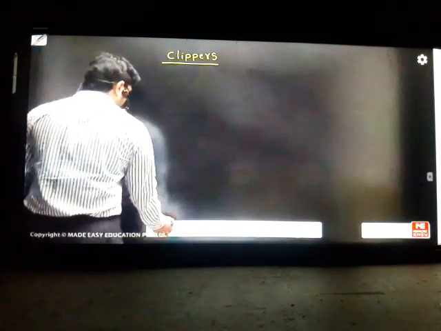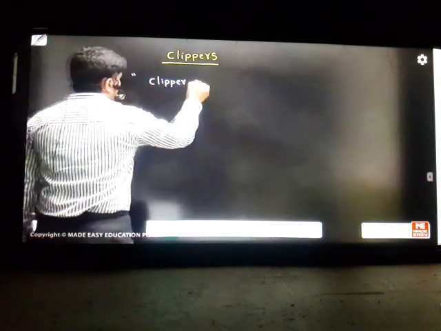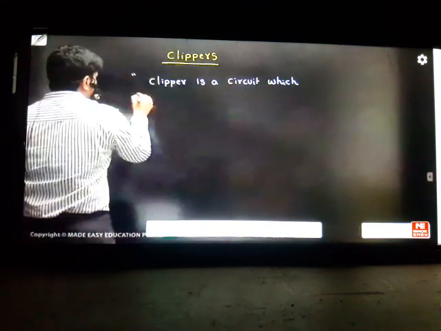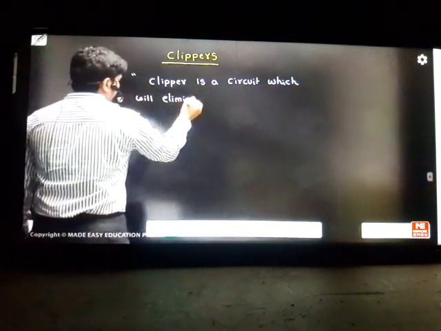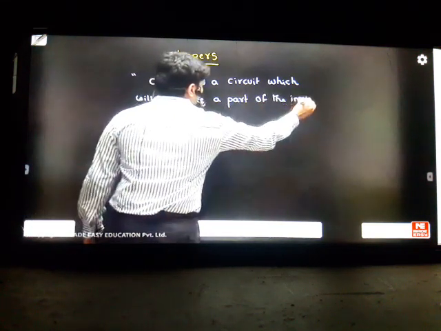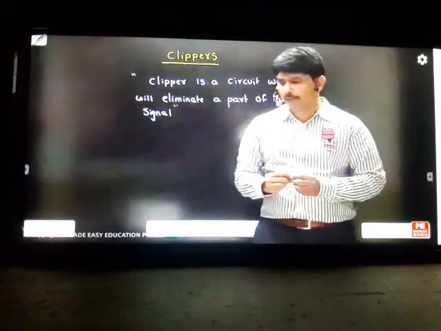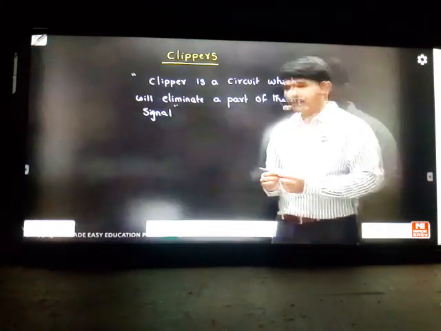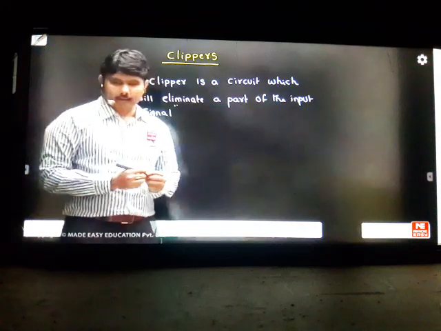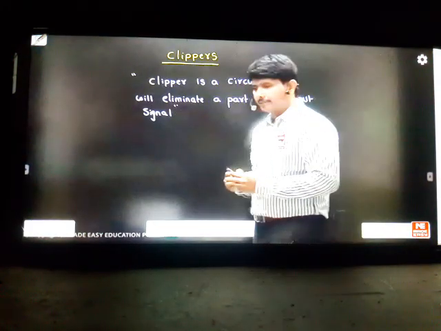See the definition of a clipper. Write the definition in your notes. A clipper is a circuit which will eliminate a part of the input signal. This is a very simple definition I have written. That means the main job of using clippers is to eliminate some part of the input signal. That design we call clippers. So please note it: a clipper is a circuit which will eliminate a part of the input signal.